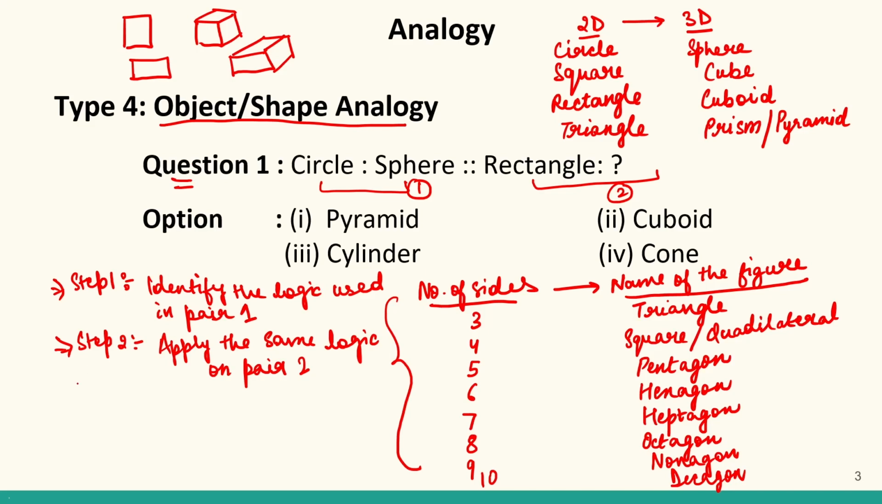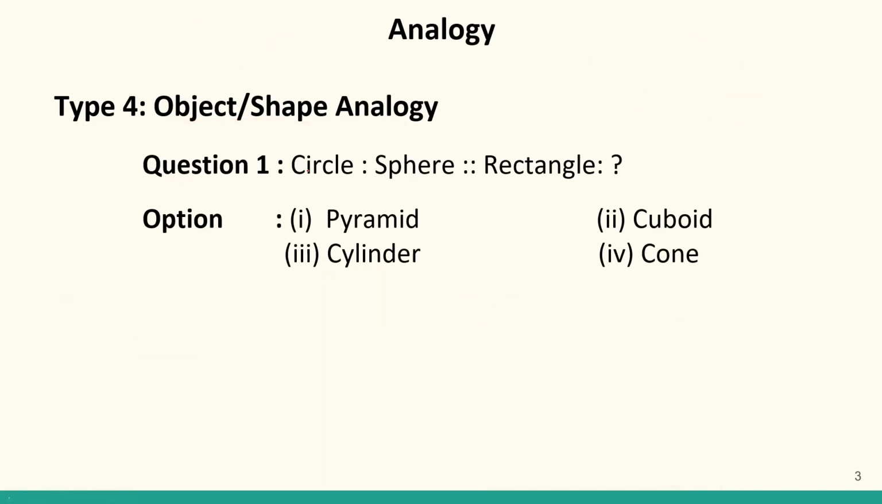So let us come to this question. In this question, circle is somehow related to sphere and we have to find out how rectangle will be related to this missing element. So here you can see that circle is a 2D image and sphere is a 3D image. So rectangle is a 2D image and we have to find the corresponding 3D image. So for rectangle, the corresponding 3D image is a cuboid. So answer will be option number 2, cuboid.